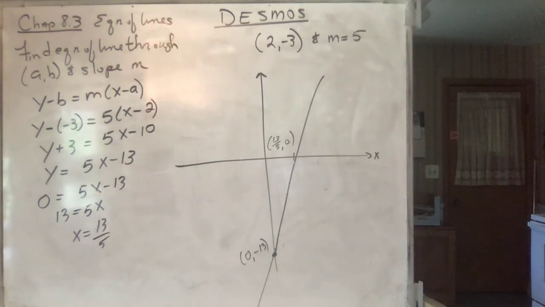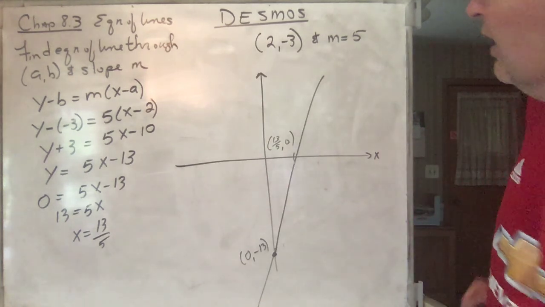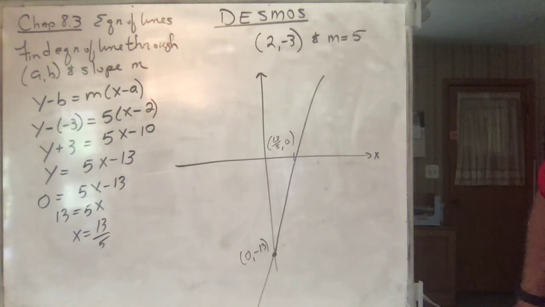Okay, that's the idea. Let's try another one. Let's find the equation of the line that goes through the points (2, -3) and (6, 5).